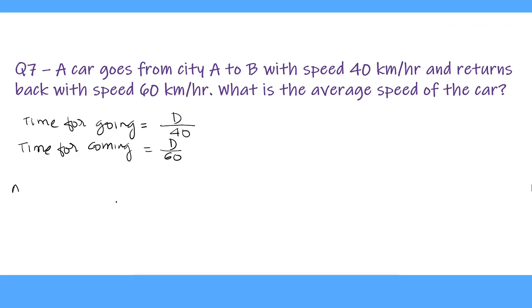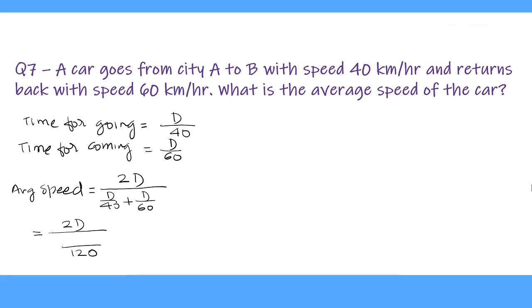So the average speed equals total distance traveled, 2d, upon total time, which is t1 plus t2, the time for going and the time for coming, which is d upon 40 plus d upon 60. So this is equal to 2d upon the LCM of 40 and 60, which is 120. So this will be 3d plus 2d. This is equal to 2d multiplied by 120 upon 3 plus 2, which is 5d. We cancel d and cancel 120 by 5 for 24 times. So this gives us average speed equal to 24 multiplied by 2, which is 48 km per hour.